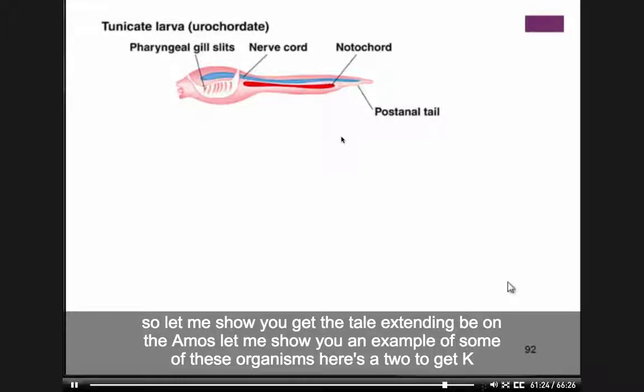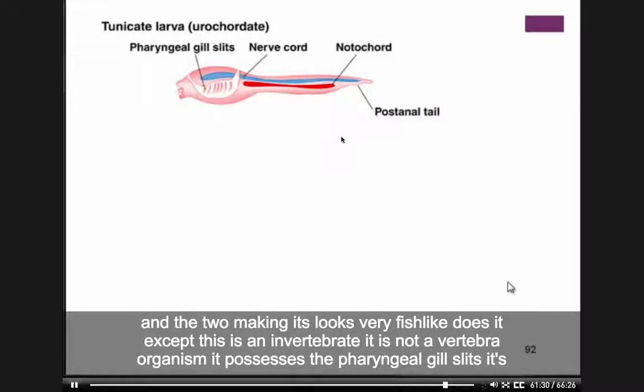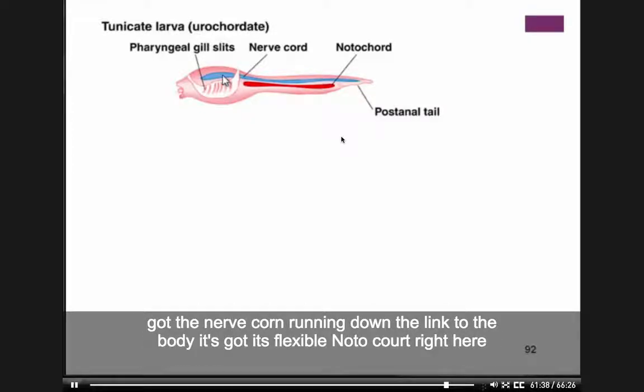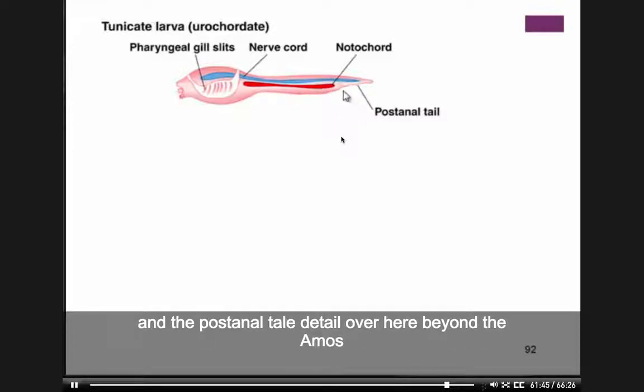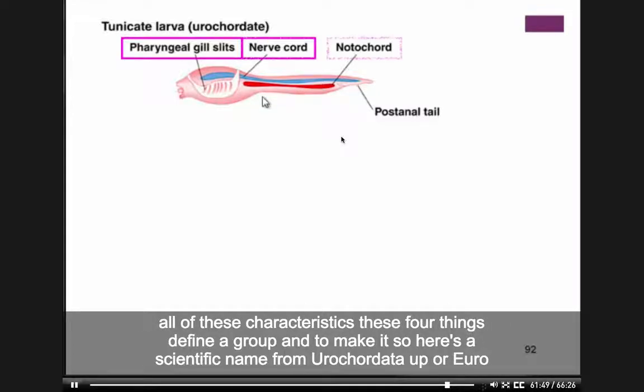Let me show you an example of some of these organisms. Here's a tunicate, okay? And a tunicate looks very fish-like, doesn't it? Except this is an invertebrate. It is not a vertebrate organism. It possesses the pharyngeal gill slits. It's got the nerve cord running down the length of the body. It's got its flexible notochord right here, and the post-anal tail, the tail over here beyond the anus. All of these characteristics, these 4 things, define our group.